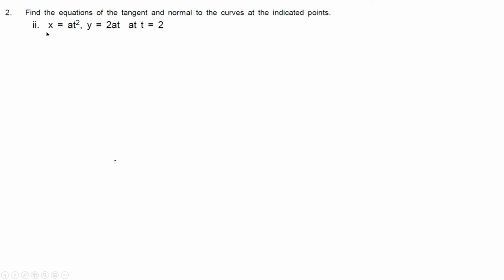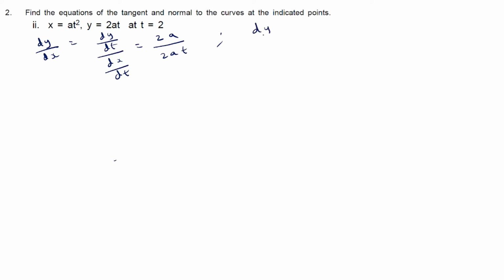Next question, x is equal to at square, y equal to 2at at t equal to 2. So first let us find dy by dx. So dy by dx is dy by dt upon dx by dt. So dy by dt is 2a and dx by dt is 2at. So this is equal to 2a upon 2at.